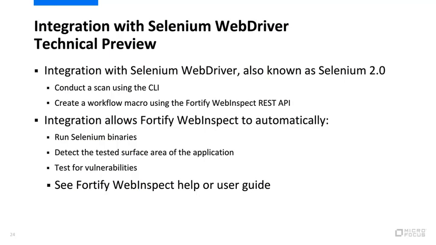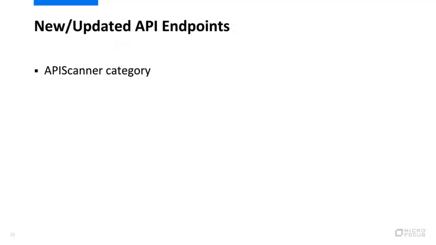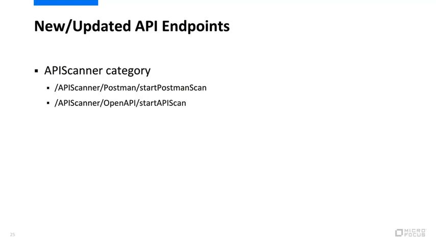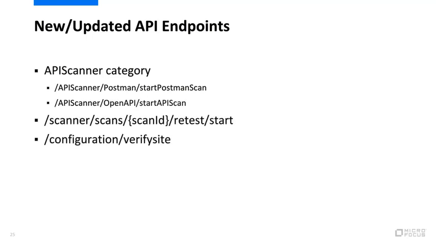You can find the following new or updated API endpoints in the Fortify WebInspect Swagger user interface. A new API scanner category of endpoints enables you to create API scans. You can use the new Start Postman Scan endpoint to create a scan using your existing Postman collection files. Use the new Start API Scan endpoint to create a macro from a Swagger or OData definition file and then perform an automated analysis. You can use the new Retest endpoint in the Scanner category to retest vulnerabilities in a specified scan.